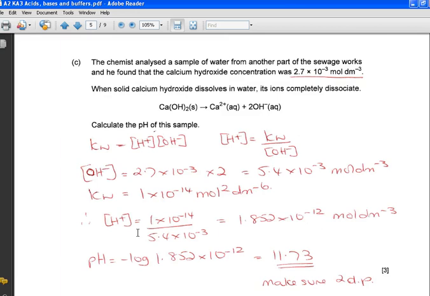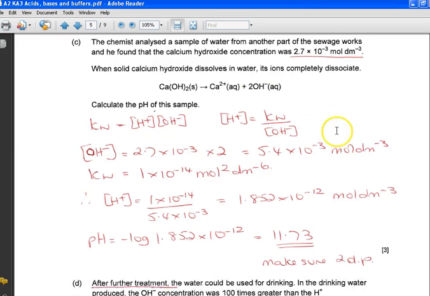Okay, part C. Right, so then we analyse the water. Again, we're given some information and a concentration of calcium hydroxide, and we're given the equation of calcium hydroxide. This is the part of the question where you need to recognise there are 2 hydroxide ions. If you didn't, then obviously you wouldn't have had enough moles in your calculation. So you're going to use the KW expression, rearranged for H+.